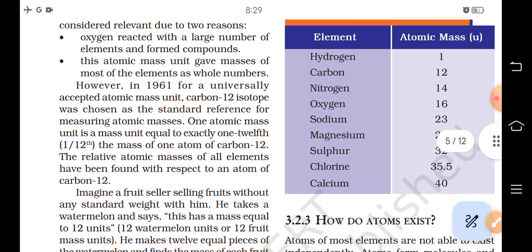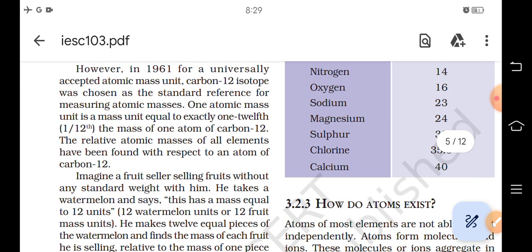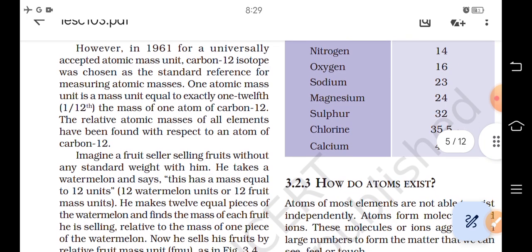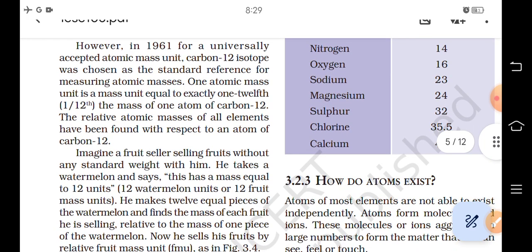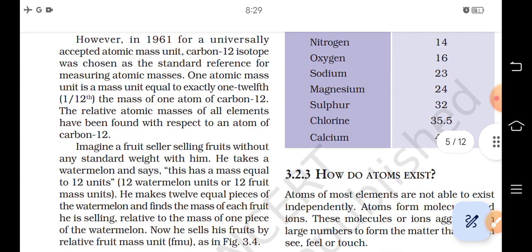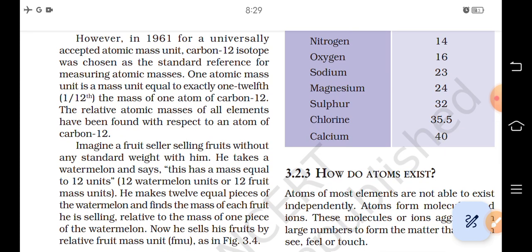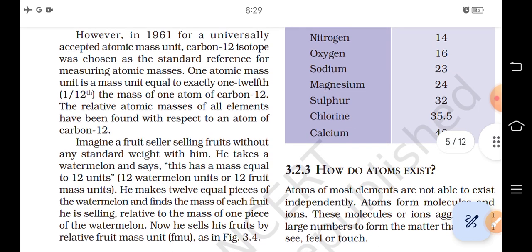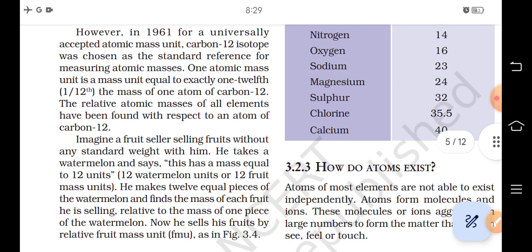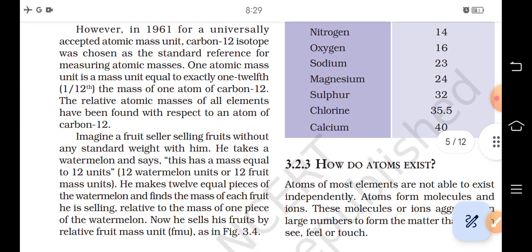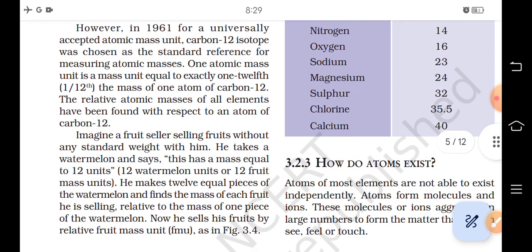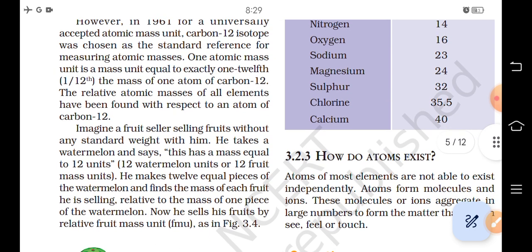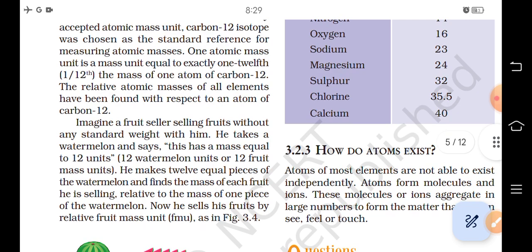However, in 1961, for a universally accepted atomic mass unit, the carbon-12 isotope was chosen as the standard reference for measuring atomic masses. One atomic mass unit is a mass unit equal to exactly 1/12 the mass of one atom of carbon-12. The relative atomic masses of all elements have been found with respect to an atom of carbon-12.